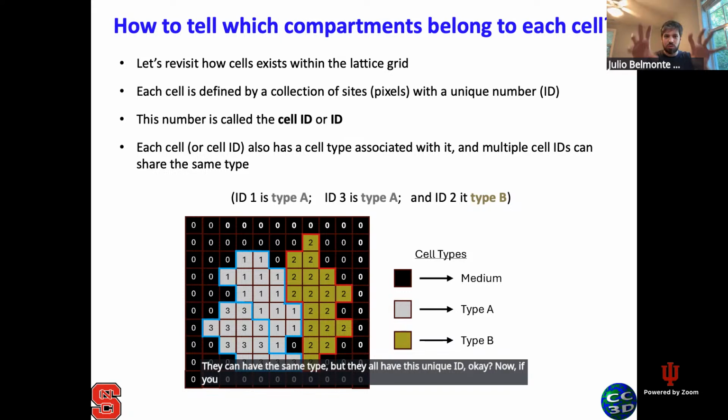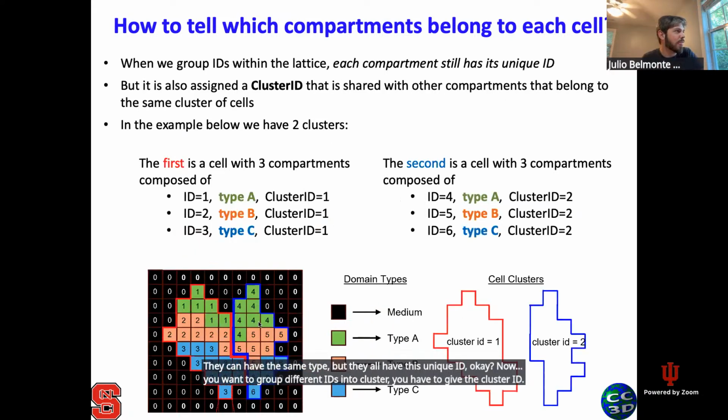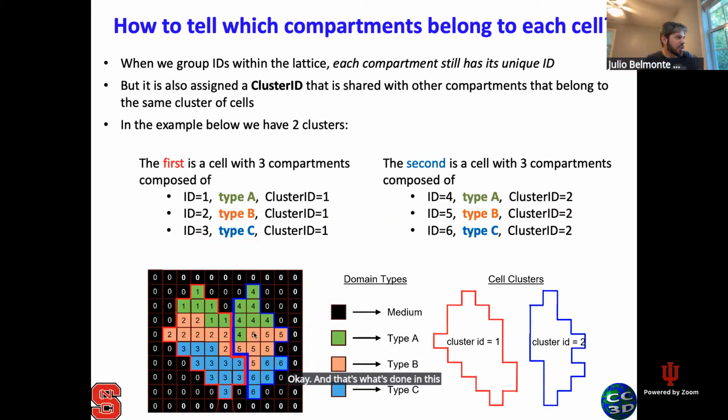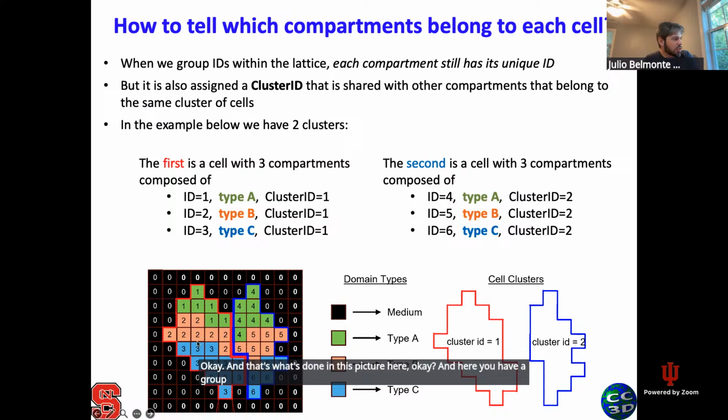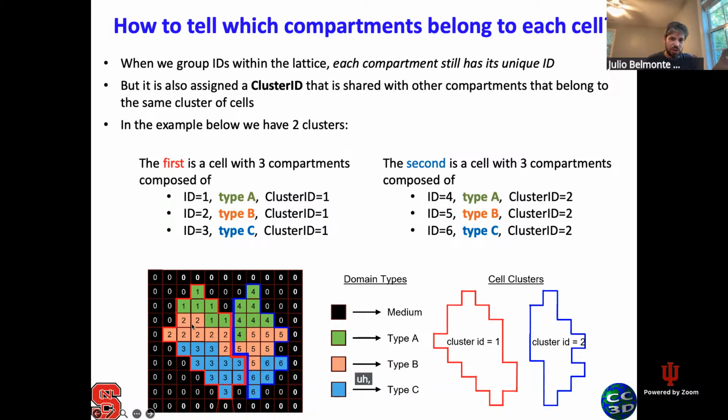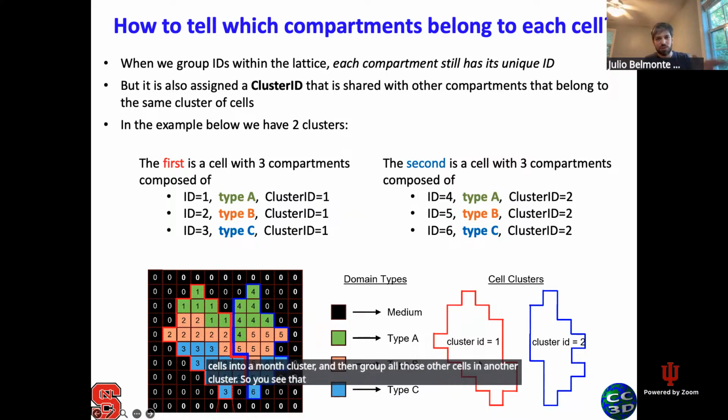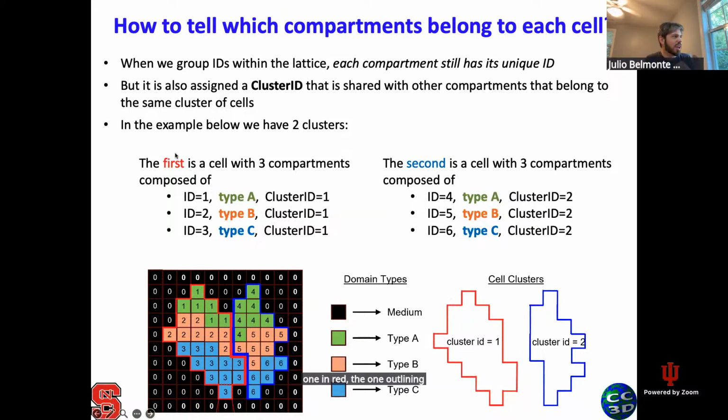Now, if you want to group different IDs into a cluster, you have to give a cluster ID, okay? And that's what's done in this picture here. Here you have a group of cells with IDs 1, 2, 3, and a group of cells with IDs 4, 5, 6. On top of that, I also assigned a cluster ID that's going to group all those cells into one cluster and then group all those other cells in another cluster. So you see that here you have two clusters, one in red and the one outlined in blue. And the first cluster has a cell with compartments.